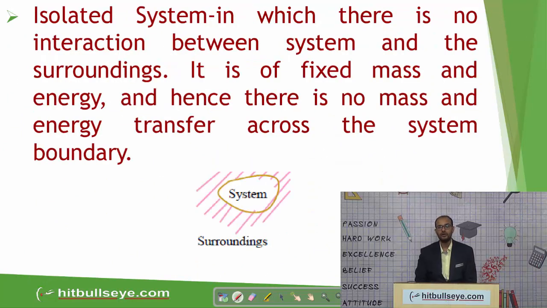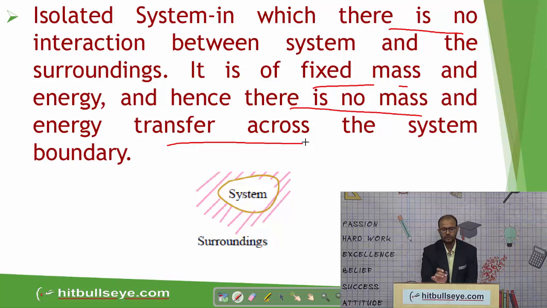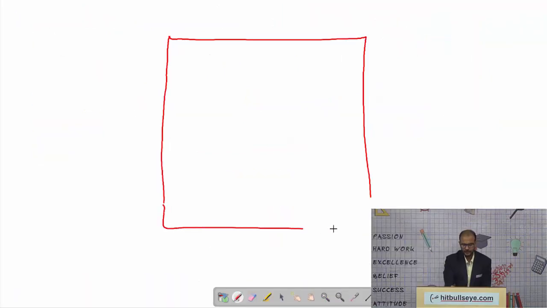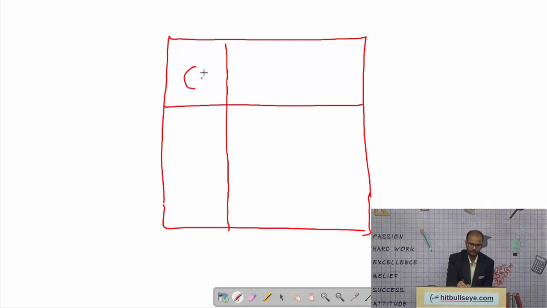Next is isolated system. Isolated system are those systems in which there is no interaction between system and surrounding. It means a fixed mass is in the system and there is no mass and energy transfer across the system boundary. Example of isolated system is a hot coffee in a well insulated flask. We can differentiate our system. First is closed system, another is open system, and third is isolated system.